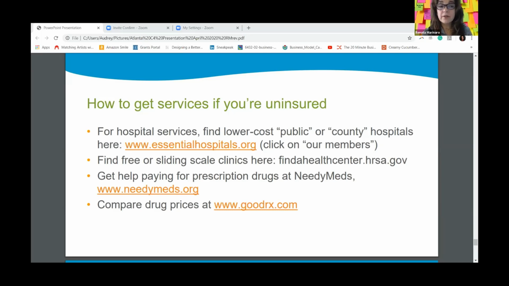So you definitely want to shop around. If you're uninsured or if you're insured, you want to go to this website and check out what the costs are at the different pharmacies close to you. Shop around for the best deal.